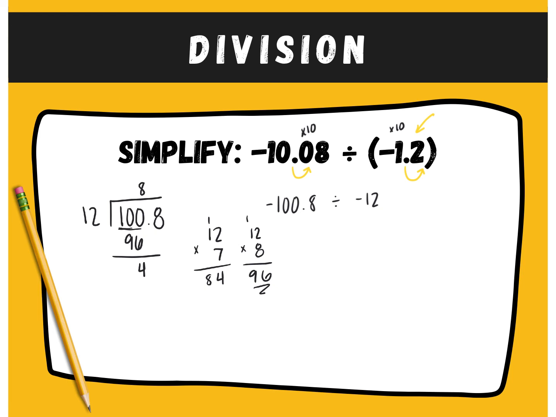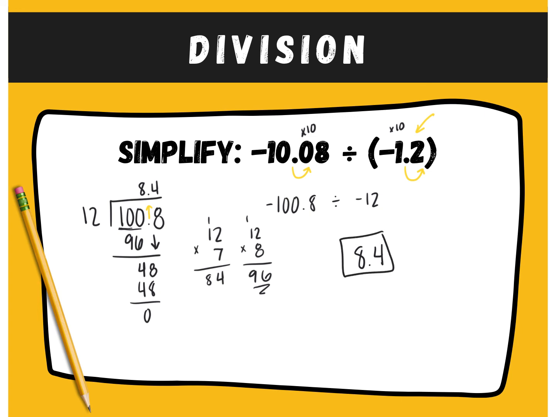I got 96. I subtracted and got a 4. I will bring down my 8. And I'm noticing that my 8 that I'm bringing down is on the other side of the decimal, so I need to bring my decimal up into my answer at this point. Now 12 goes into 48 nicely because 12 times 4 is 48, leaving me with the 0 I'm looking for. Again, I'll go back to my problem and I'll see that I was dividing negative 10.08 by negative 1.2, which would give me a positive 8.4.